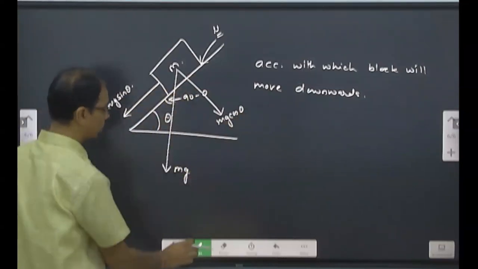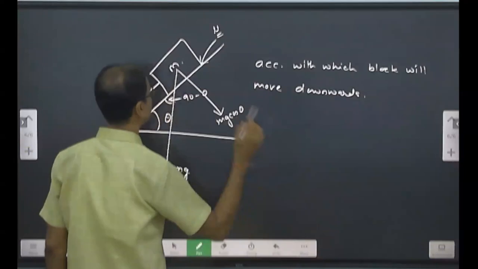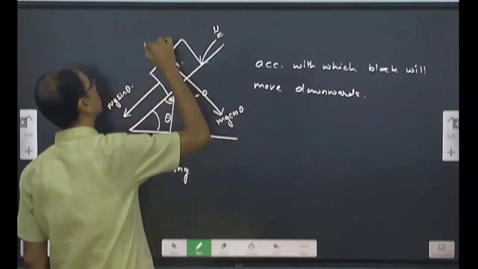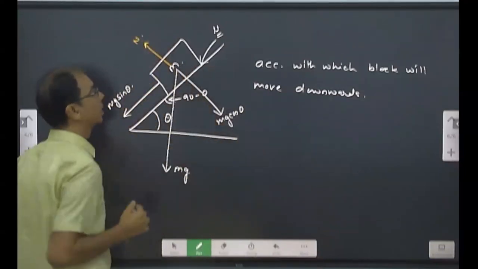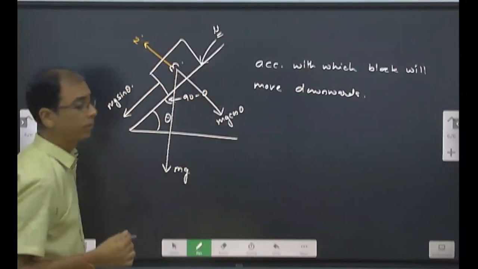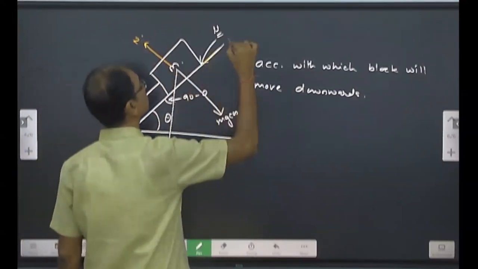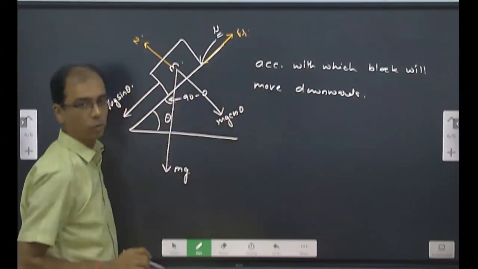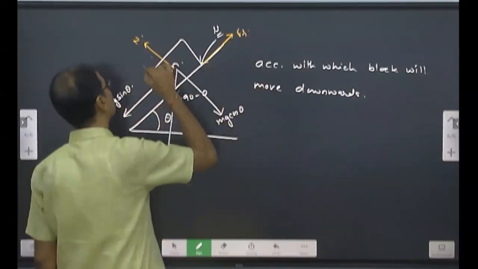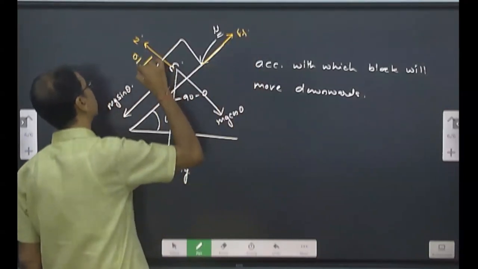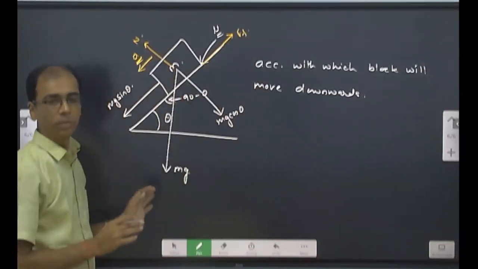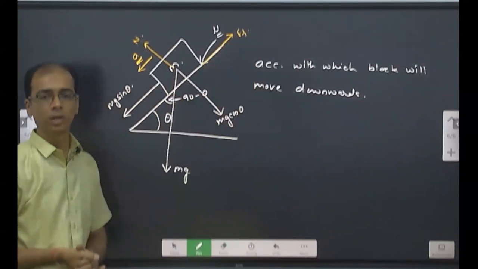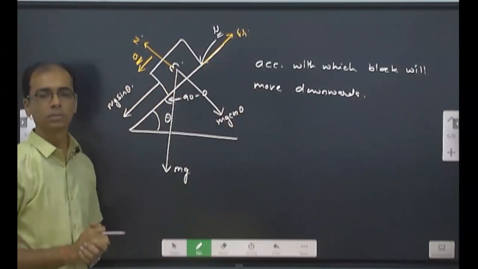Then normal contact force. Where is normal contact force? Here. Then there will be friction. Where will be friction? Friction is here. All the forces we have shown. Then if at all acceleration is there, it will be like this. So tell me, is the free body diagram that I have made clear to everybody? Any doubt? No doubt, sir.